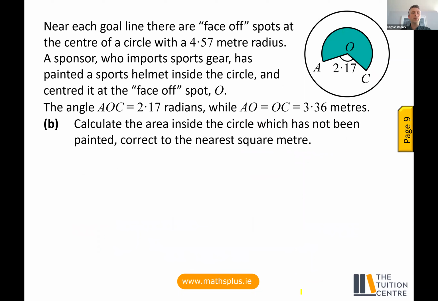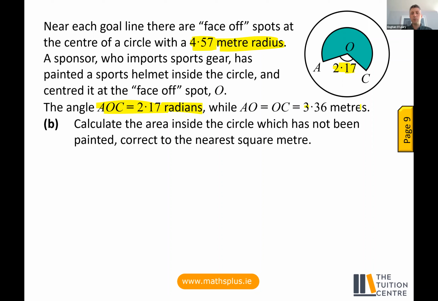So we keep going. Again, here's a bit more context. Near each goal, there are face-off spots at the center of a circle with 4.57 meter radius. A sponsor who imports sports gear has painted a sports helmet inside the circle and has centered it at the face-off spot O. The angle AOC is 2.17 radians.